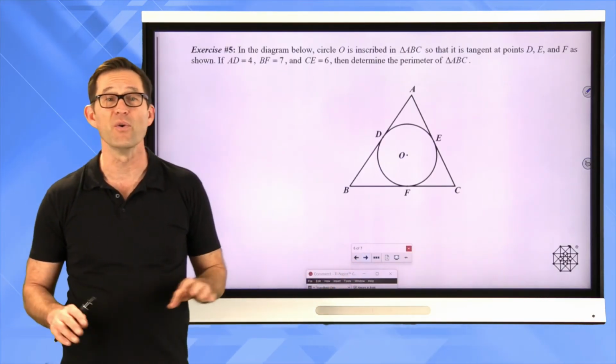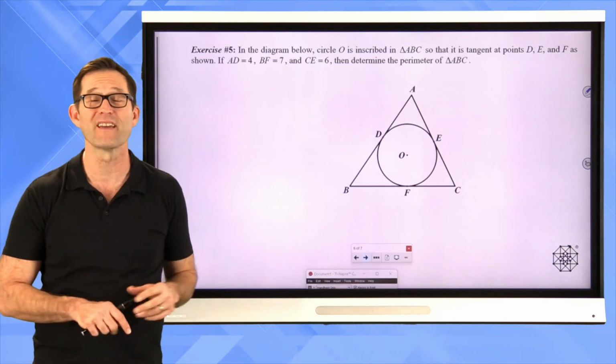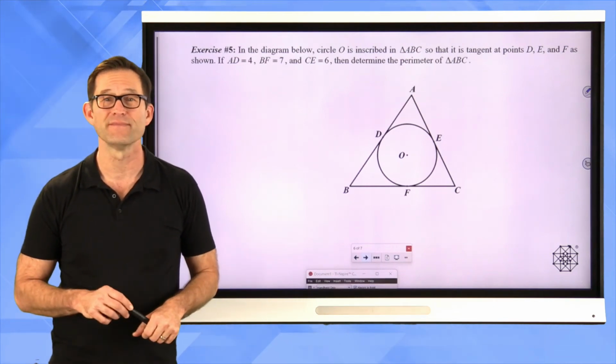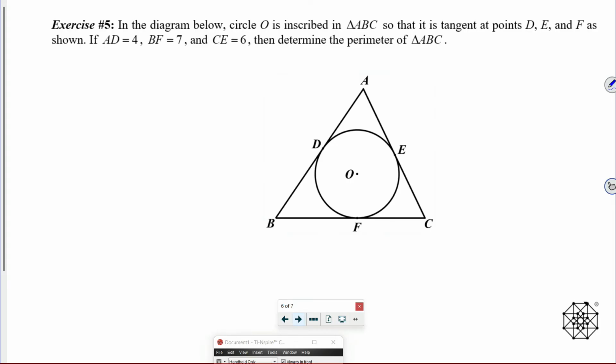Now, this gives rise to kind of a classic problem that I've given you far too much room here to even do. This is going to be a simple problem, but let's take a look. Exercise number 5. In the diagram below, circle O is inscribed in triangle ABC so that it is tangent to points D and E and F as shown. If AD is 4, BF is 7, and CE is 6, then determine the perimeter of triangle ABC.